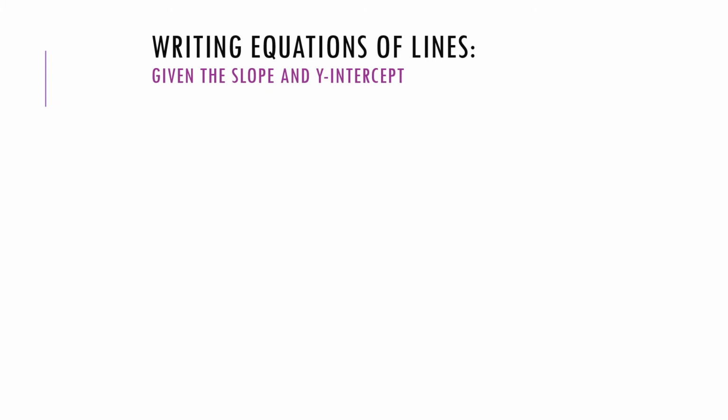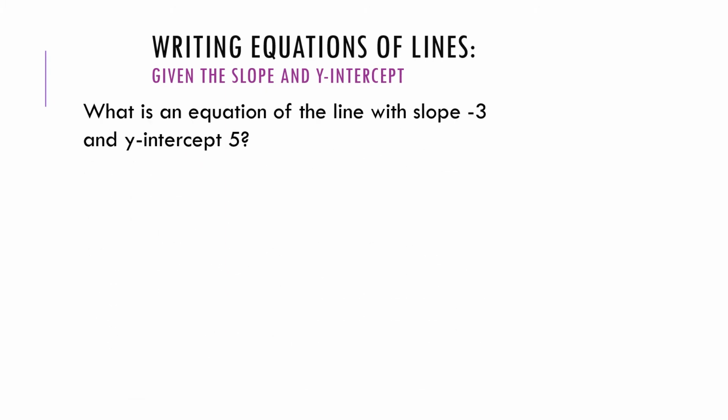Equations of the line given the slope and the y-intercept. These are the easiest questions you are going to come across. If you are given the slope, which is -3, and the y-intercept, which is 5, all you need to do is plug in your slope to m and plug in your y-intercept to b. So you'd have y equals -3x plus 5. You go ahead and do number 2 for A and B.